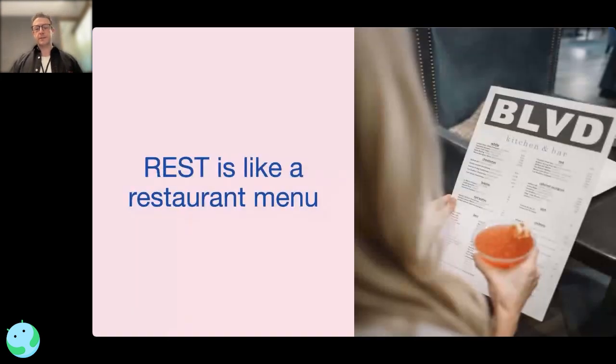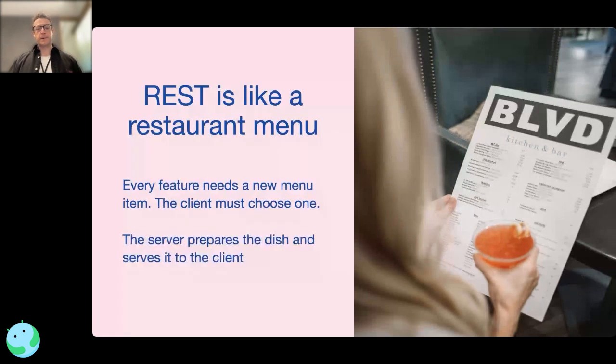And the analogy people love to use, which I think is great, is that REST, if you're familiar with it, I'm assuming most people are, standard for years and years and years, is like a restaurant menu. So if you allow this comparison, basically every feature needs a new menu item. The client chooses one, the server prepares the dish, and then serves it to the client. And you can make small changes, obviously, like you don't like ketchup, you're not getting ketchup, but you order a hamburger, you're getting a hamburger, you're ordering a peanut butter and jelly, you're getting peanut butter, jelly, and bread. You might have some slight modifications, but basically you prepared the dish on a predefined recipe.